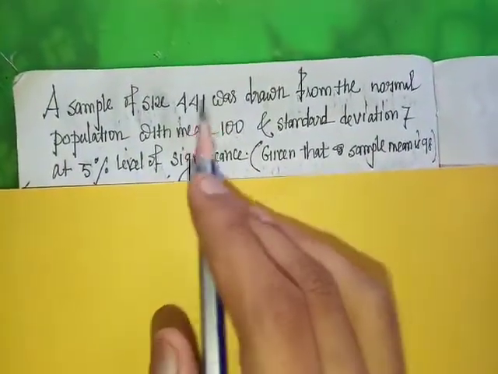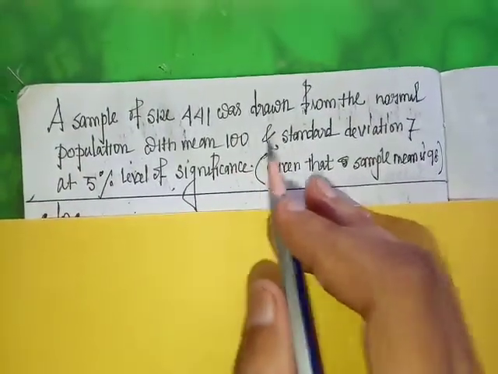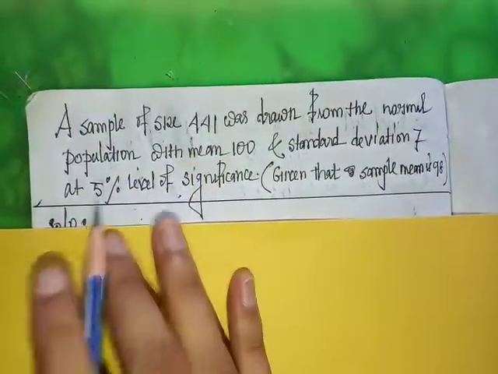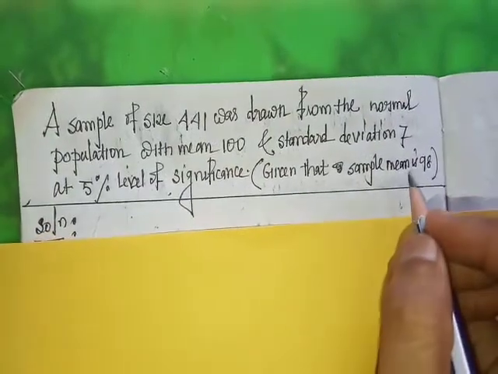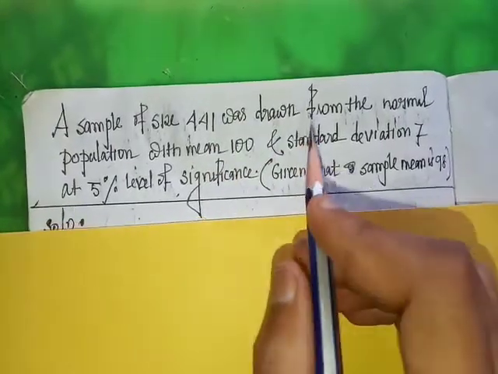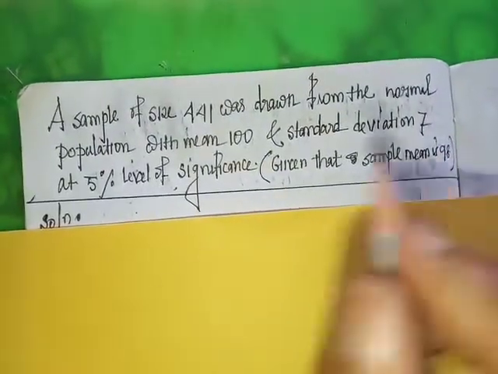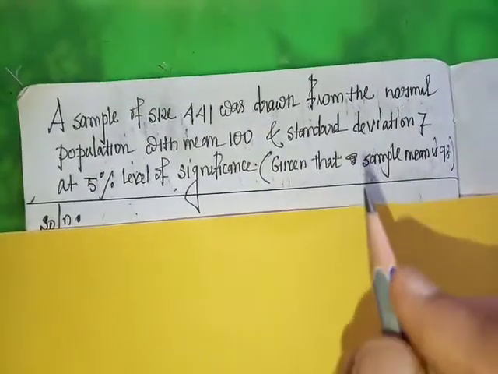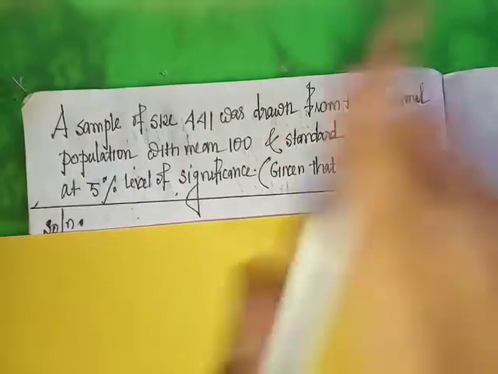Next, we will discuss a problem. A sample of size 441 was drawn from the normal population with mean 100 and standard deviation 7 at 5% level of significance. Given that the sample mean is 98. I repeat, a sample of size 441 was drawn from the normal population with mean 100 and standard deviation 7 at 5% level of significance. Given that sample mean is equal to 98.